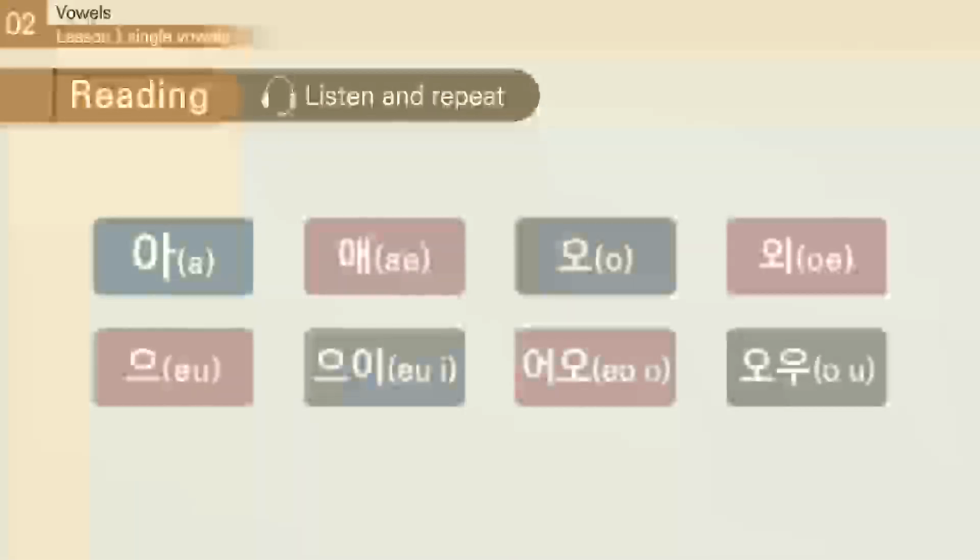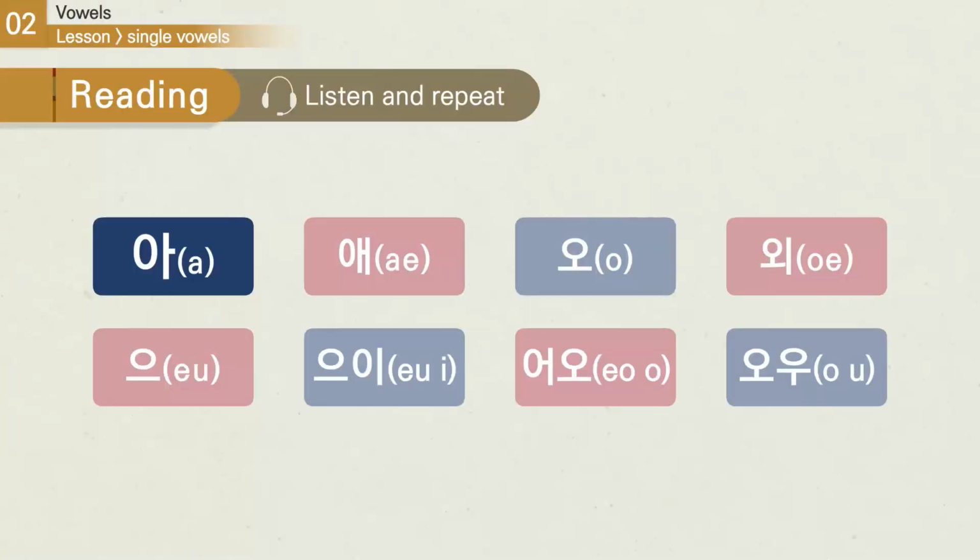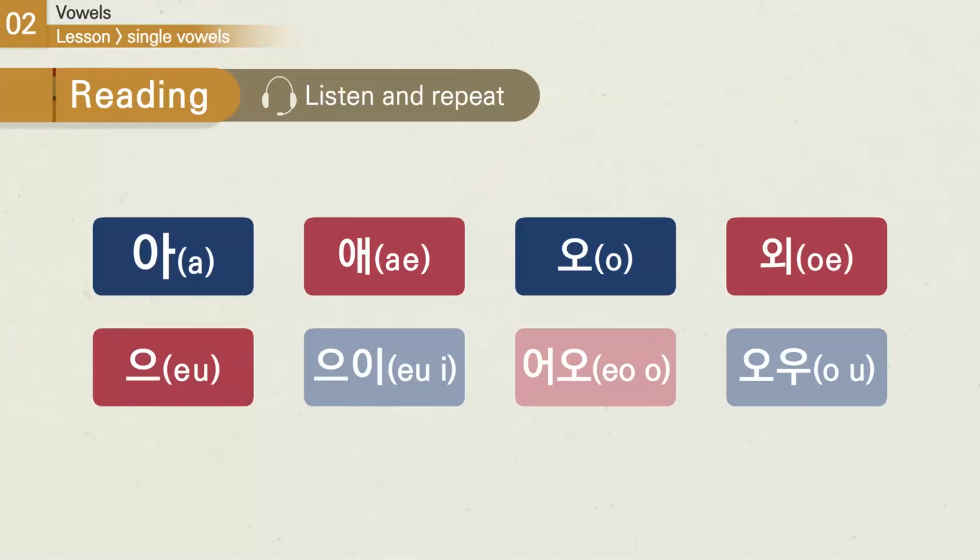Let's read the following syllables. Listen and repeat. 아, 에, 오, 왜, 으, 의, 어우, 오.